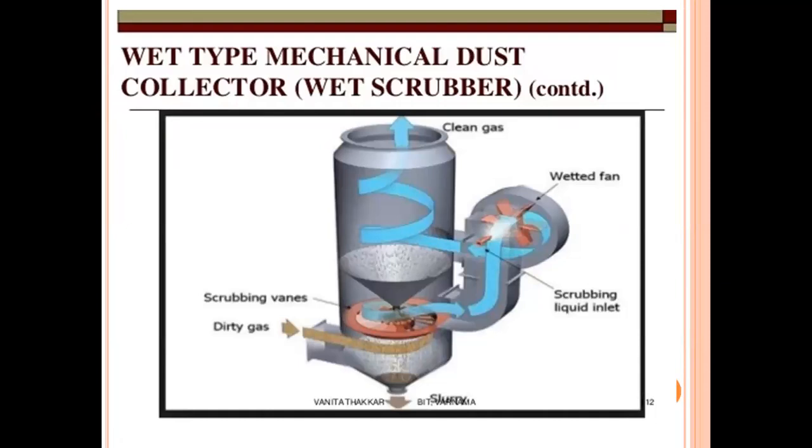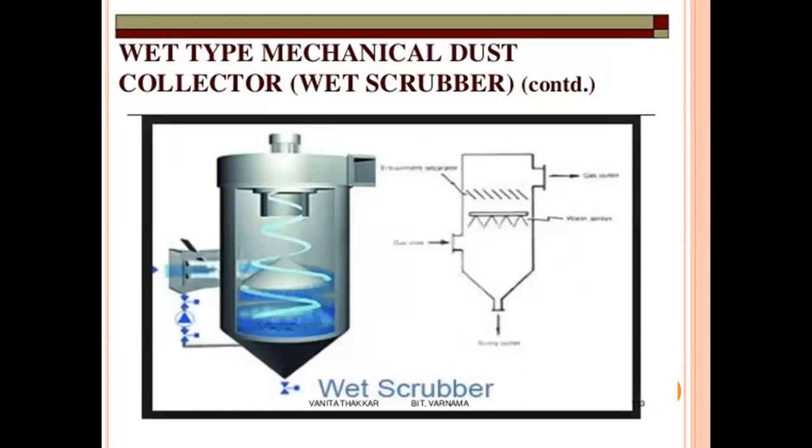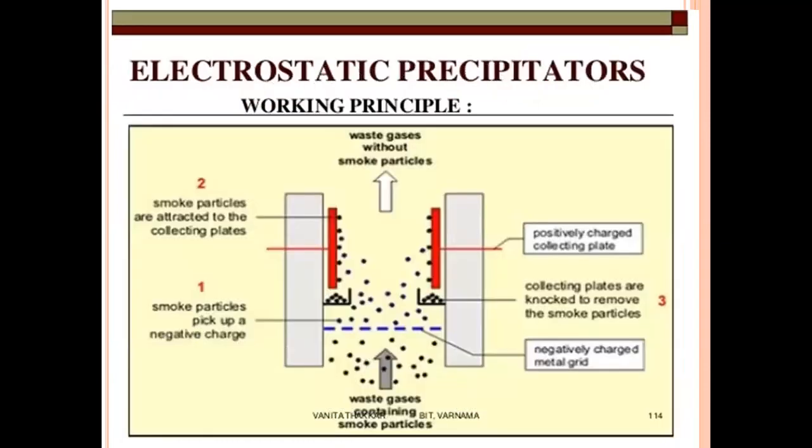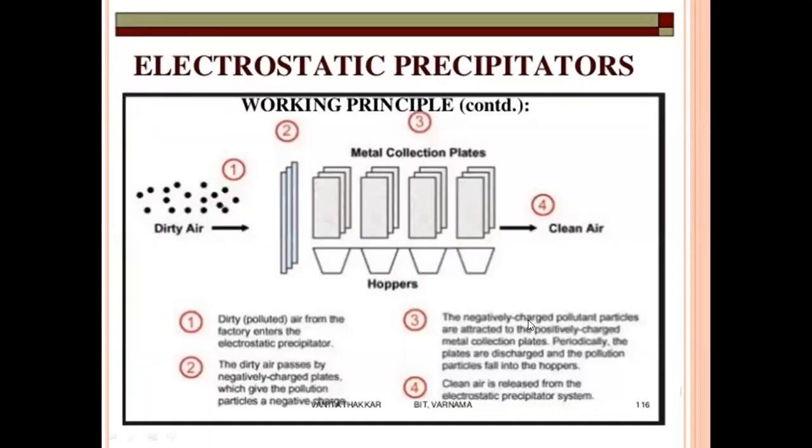Wet type mechanical dust collector. We can see a wet type mechanical dust collector. Electrostatic precipitator. Working principle: smoke particles are attracted to the collector plate. Smoke particles pick up negative charges. Positively charged collecting plates. Negatively charged metal grid. Collecting plates are knocked to remove the smoke particles, like that.